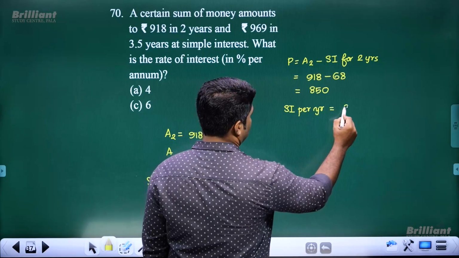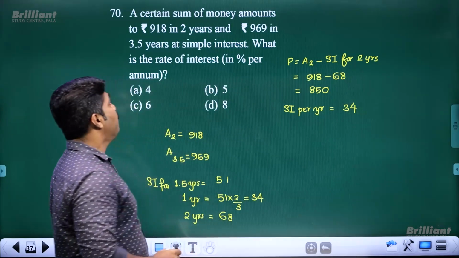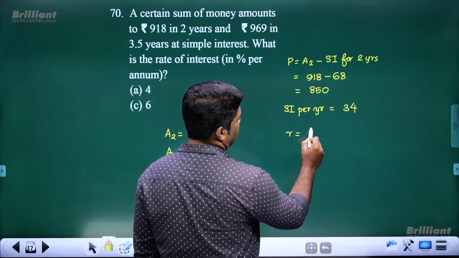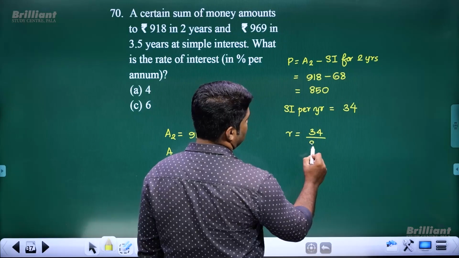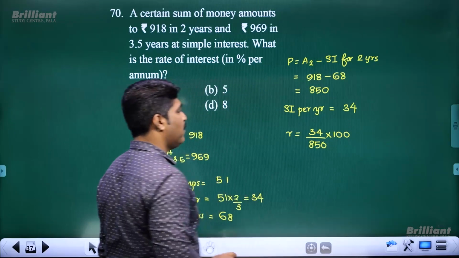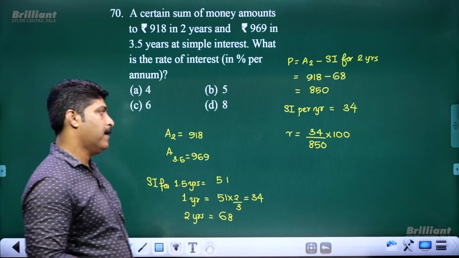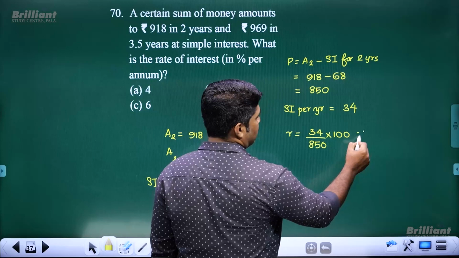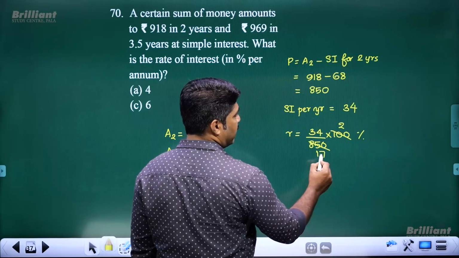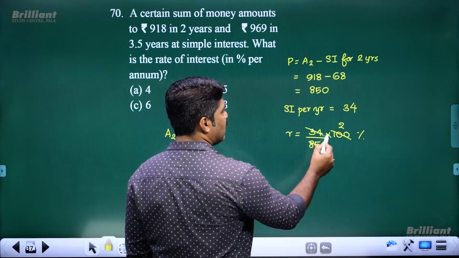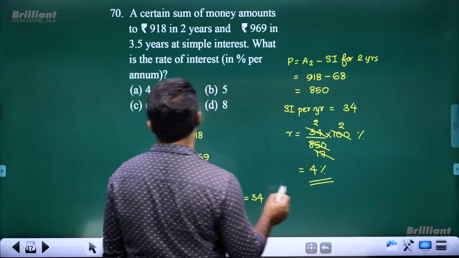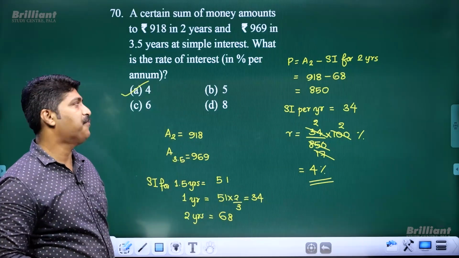So we found rupees 34. If you need to find the rate of interest, how to find it? This rate is nothing but 34 is what percentage of 850. We are finding it like this. We simplified this: this is 2 times 50, this is 17 times. Then 17 and 34 we can simplify, and our answer is 4%. So here the answer is 4%.